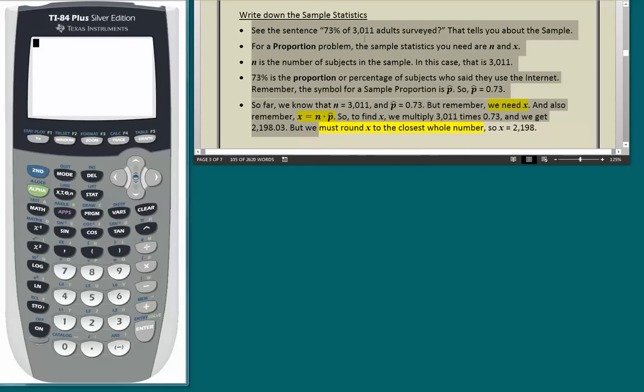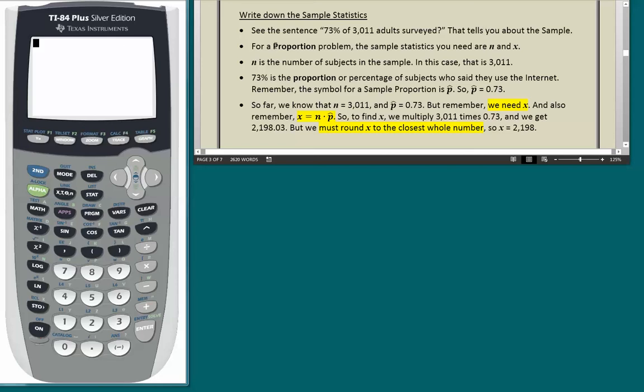The next thing we want to do is to write down the sample statistics. If you look at the problem, it says 73% of 3,011 adults surveyed. This tells you that we're going to hear about the sample. Here's another word that means sample, survey. So they're going to be giving us some sample information.